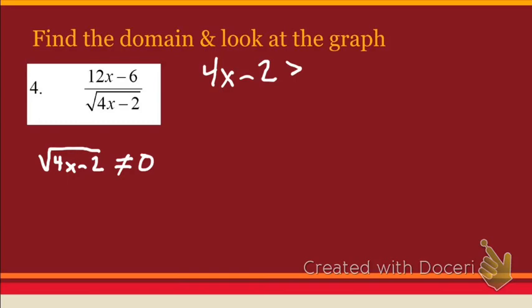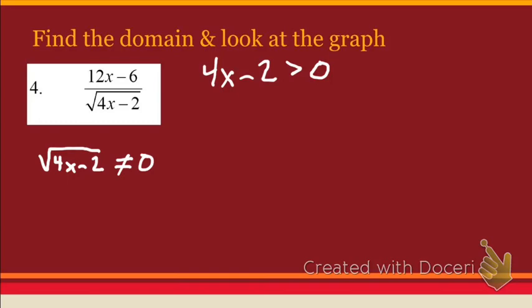Alright, so this cannot equal 0, but it has to be greater than 0, because if 4x minus 2 is equal to 0, then you're going to be taking the square root of 0, which is okay, but then you'd be dividing by 0. But if it's positive, take the square root of it, divide by it, it'll still be positive. Alright, so first we want to make sure that this square root of 4x minus 2 doesn't equal 0.